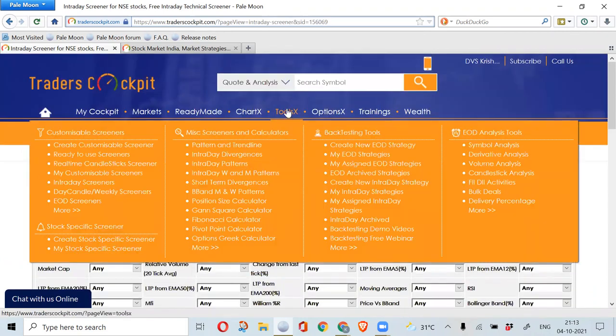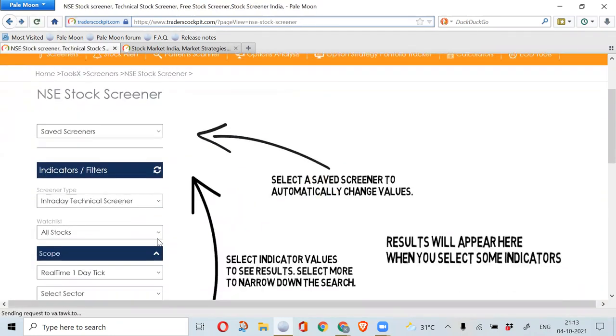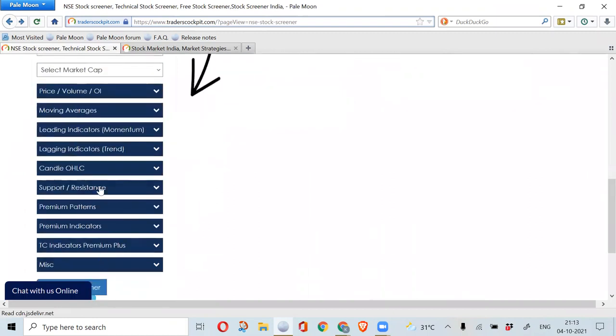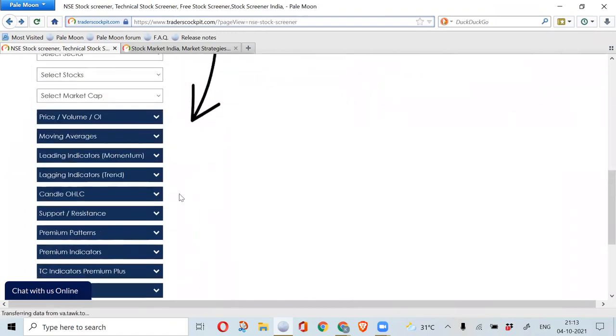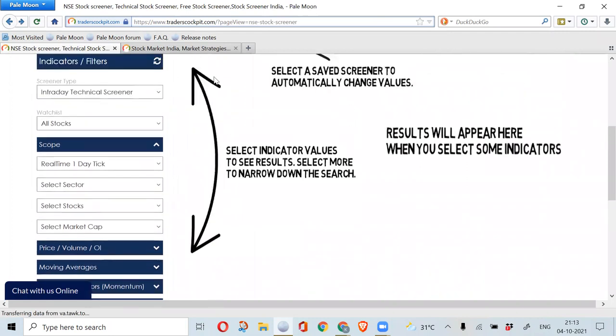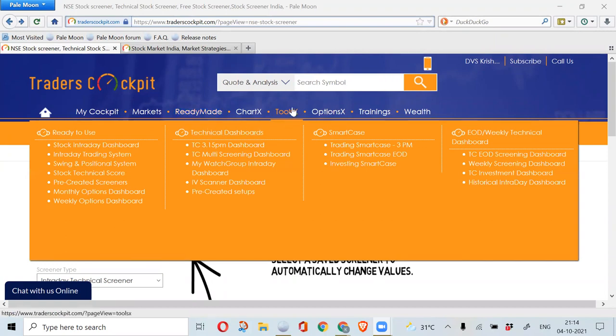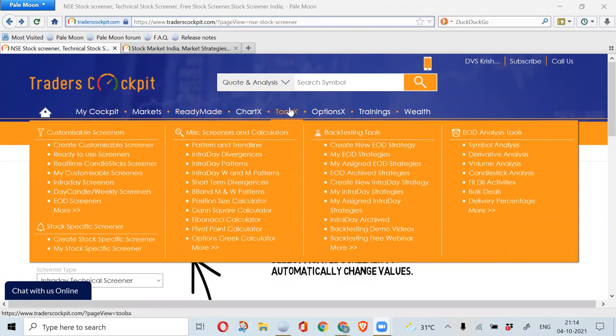And then to create the best conditions, please explore all the conditions available so that you can mix and match the conditions for yourself and then use them in the live markets to get better results. So these are some of the most important tools in traderscockpit.com for equity analysis. In addition to this, we have pattern and trend line screeners, divergence screeners, all are available, which you can click and look out for the results.